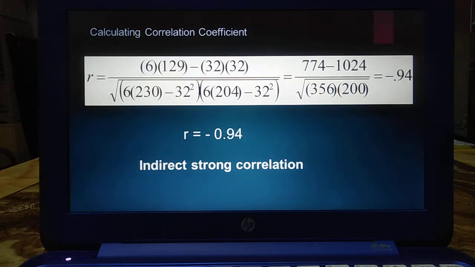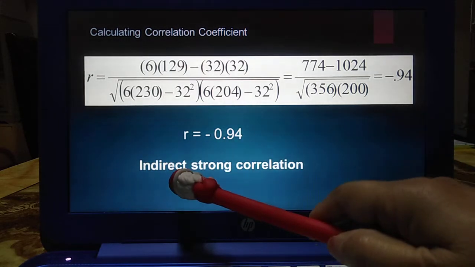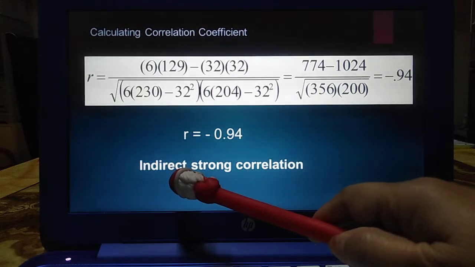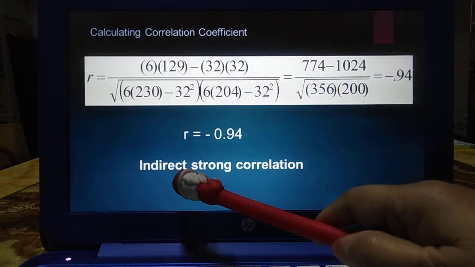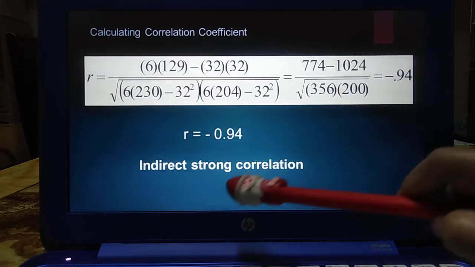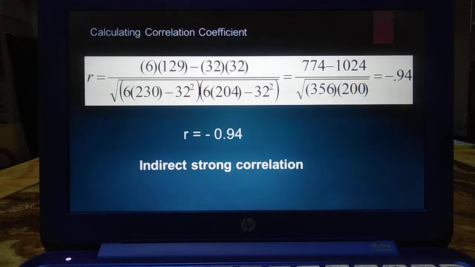So we have an indirect strong correlation, which means that if one of the variables increases, the other decreases. Again, indirect means if the value of one variable increases, then the value of the other variable decreases. Strong because it's near to 1. So the higher the stress, the anxiety level is, then the lower the test score will be.